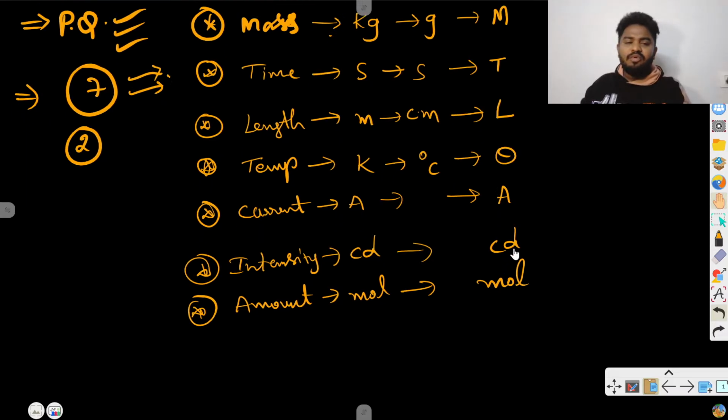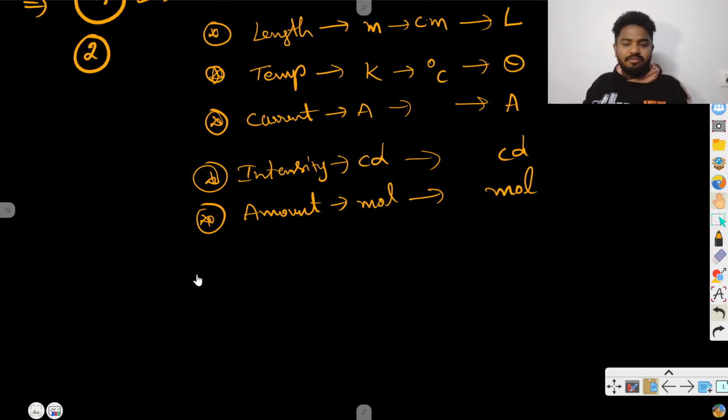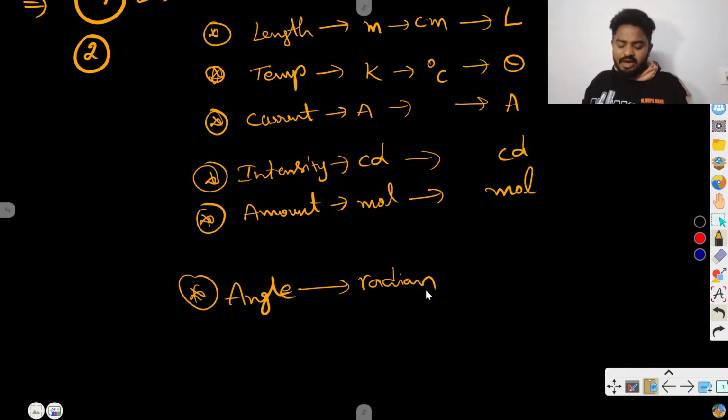I told you about two more supplementary physical quantities. The first supplementary physical quantity is angle. Its unit is radian. Let me give you a small brief about this because it will be useful in many places. For example, the angle between any two planes or any two lines. If you observe the angle subtended by these two lines, you can take it as a plane angle.